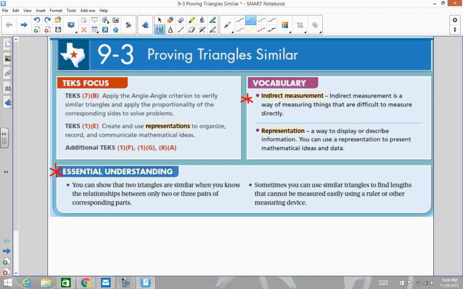You can show that two triangles are similar when you know the relationship between only two or three pairs of corresponding parts. Sometimes you can use similar triangles to find lengths that cannot be measured easily using a ruler or other measuring devices. This is where the indirect measurement part comes in.